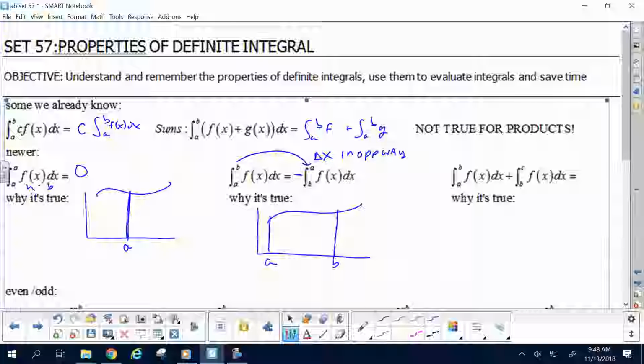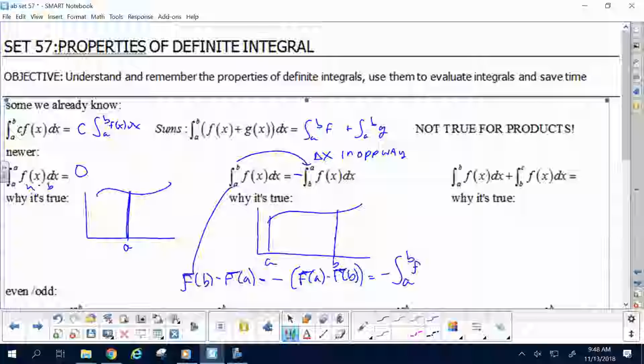I kind of like the visual, but you could also think of this in a fundamental theorem way. You could also say, isn't this F at b minus F at a? Okay? And isn't that the opposite of F at a minus F at b? And isn't that what you would get if you integrated from a to b? Well, that should be capital F, not little f, capital F. Antiderivative is typically. All right. At any rate, if you switch limits of integration, it's the opposite of the normal integral.